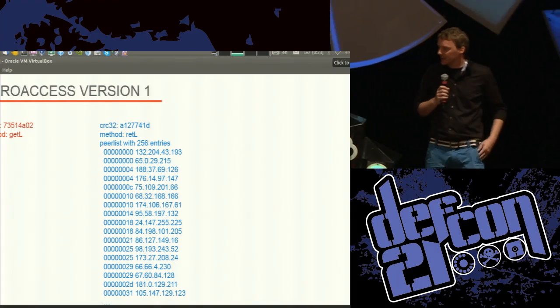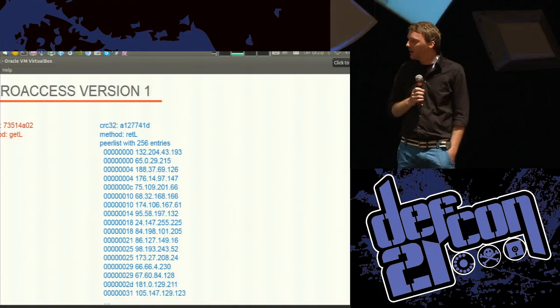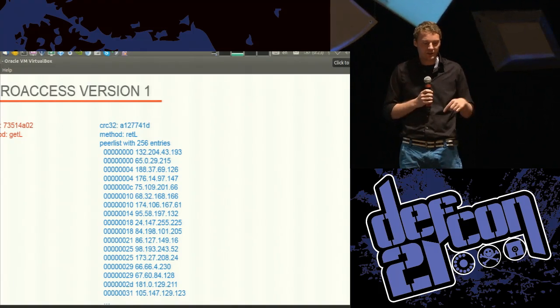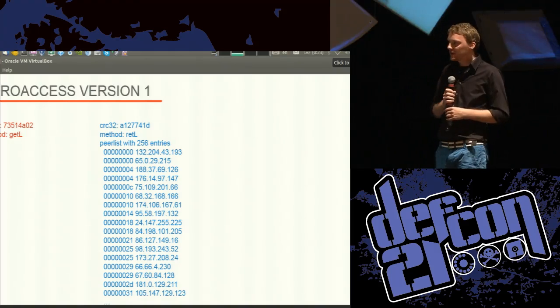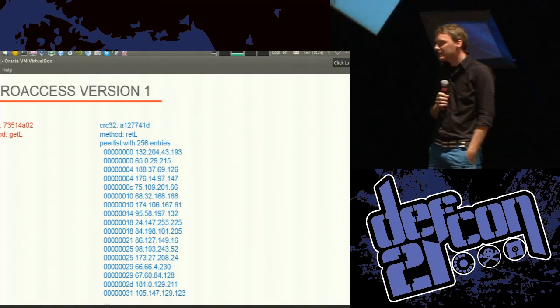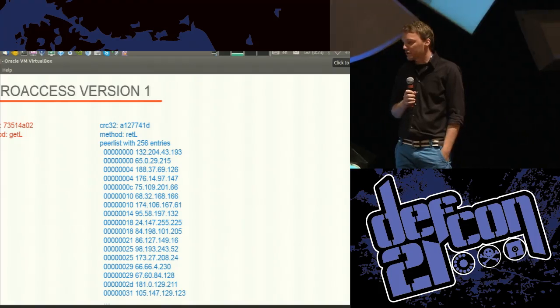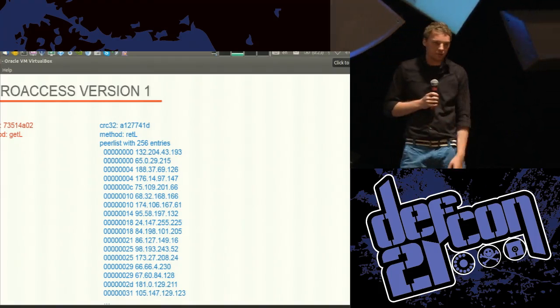I think Zero Access version 1 had a 4-byte key that it hashed with MD5 and then used that MD5 hash as an RC4 key to decrypt its messages, but it was always the same key, so it was basically symmetric encryption with a static key. And the other version just used XOR with another key.